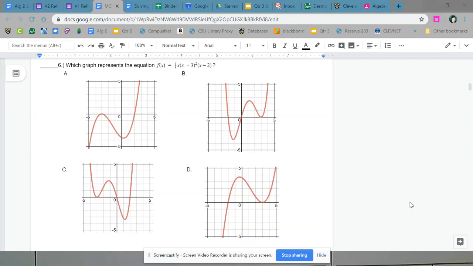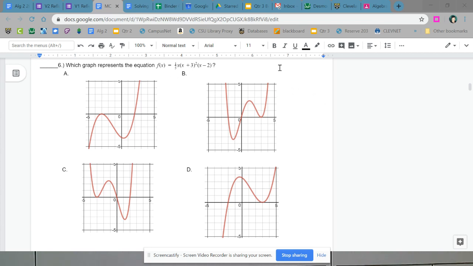So this is going to go over how to do a problem like number 6. I wanted to show you what number 6 actually looks like. I know you probably have the test in front of you. It's asking which one represents this equation that you're given. And you couldn't use Desmos or a graphing calculator on this.